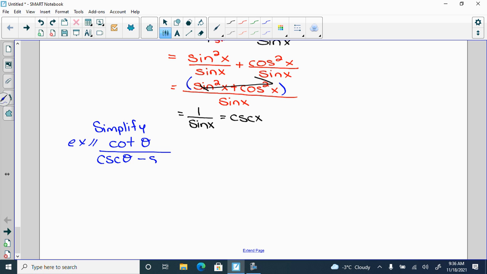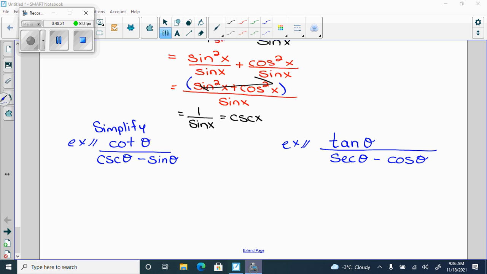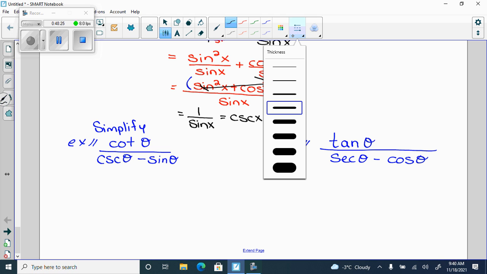Cosecant theta minus sine theta. You're going to try that one, and then you're going to simplify this one. Tan theta over secant theta minus cos theta. Try those two. Just start working on them, but you can keep trying yours. We're going to try.